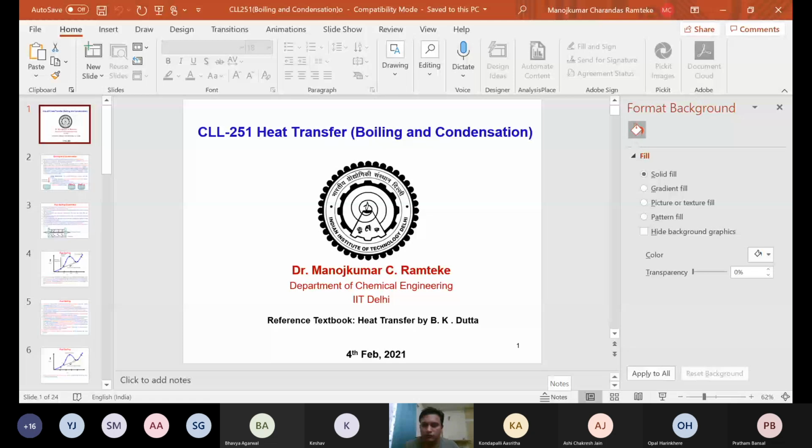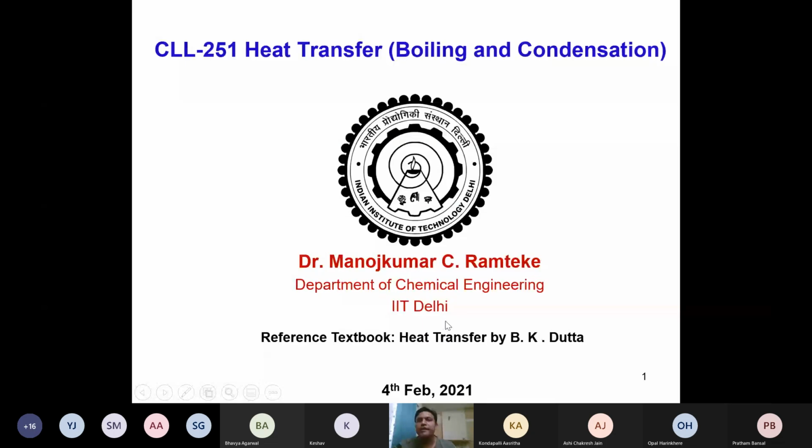Okay. So in the last class, we started looking at the heat transfer when there is boiling and condensation taking place, isn't it? So we started looking at boiling first. Again, we have discussed that whenever there is a boiling or condensation, whenever there is a phase change taking place, usually the heat transfer coefficient is higher than the usual convection and conduction which we see.